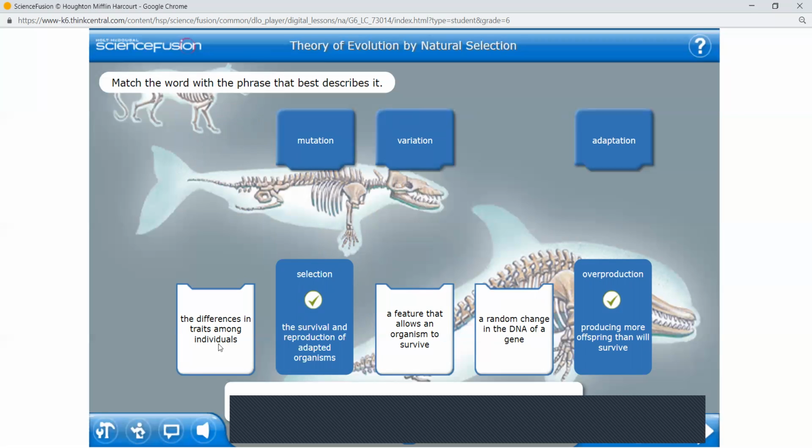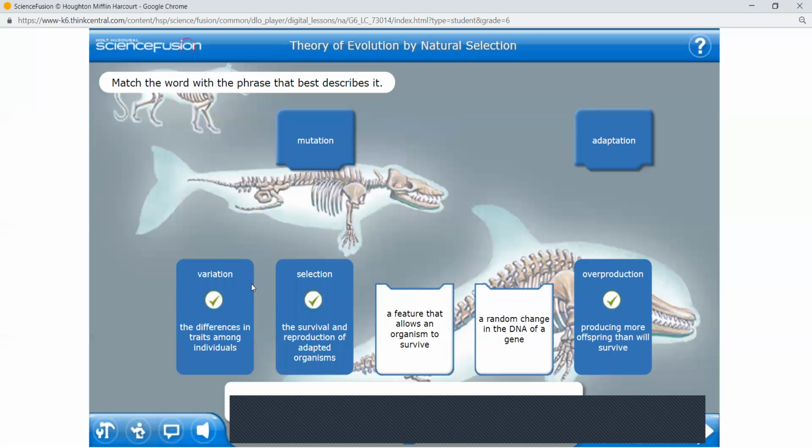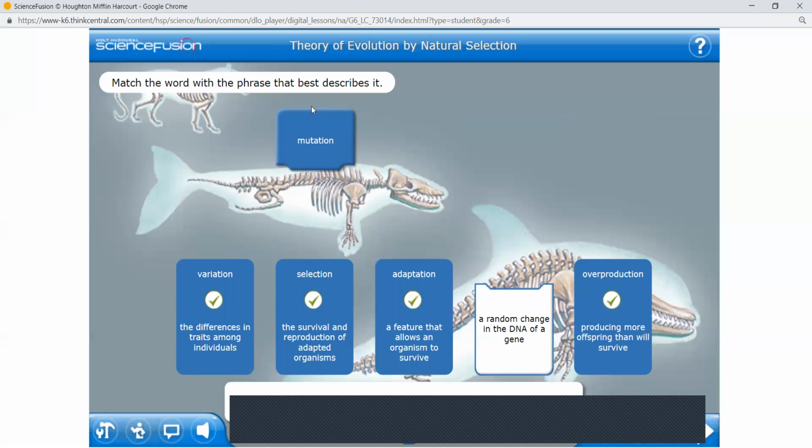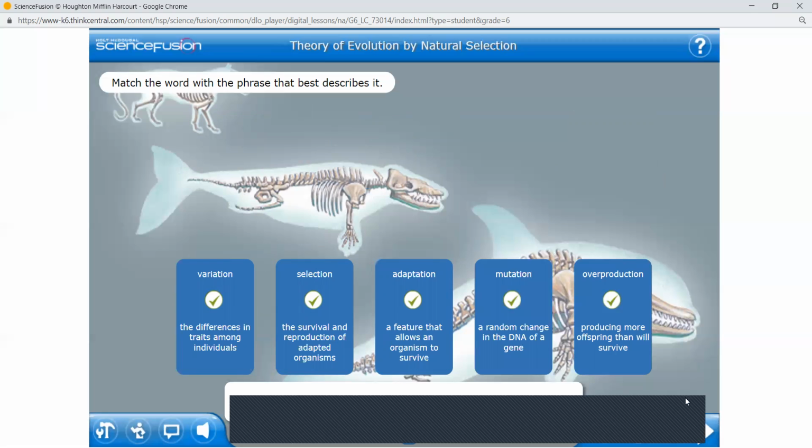The difference in taste. The word differences means variation. This is variation. And a feature that allows an organism to survive, is it adaptation? Very good, very good. Good job. You matched each word with its definition. Each of these processes plays a role in natural selection.